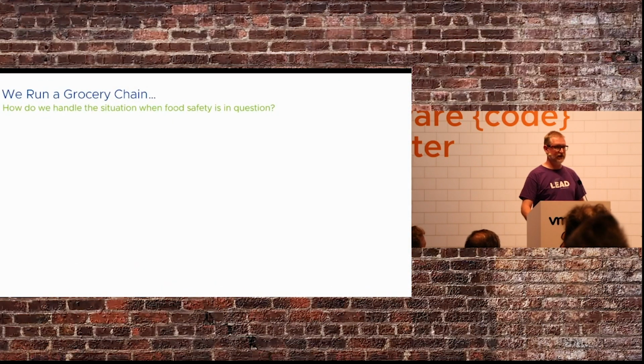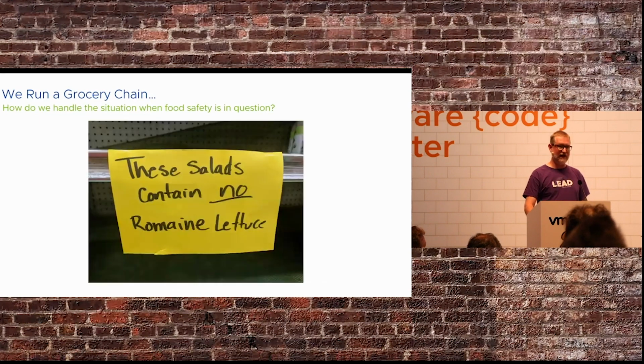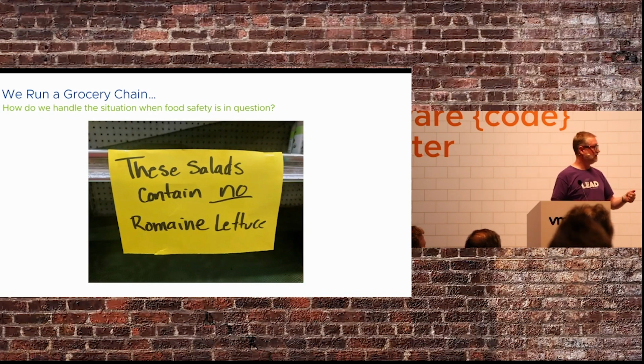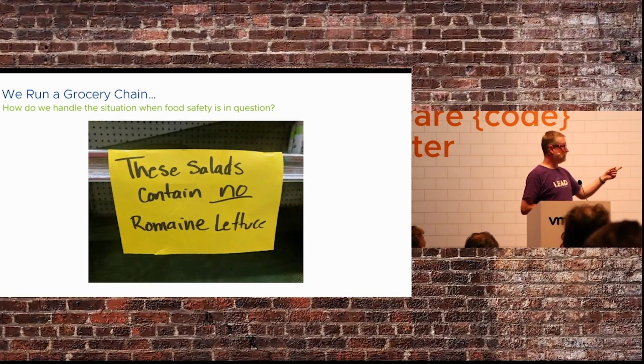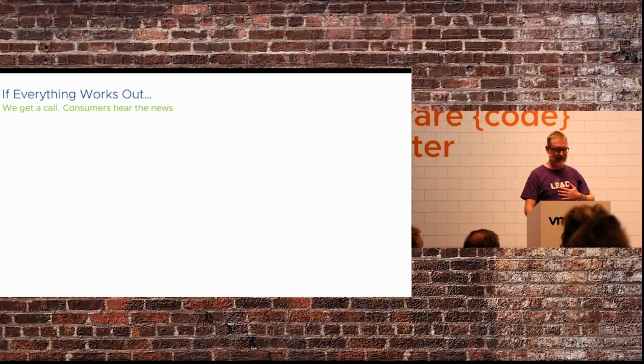Let's pretend that we run a grocery store. All right, how do we handle food safety? This is how we handle it. We put up signs and we say, there's no romaine lettuce. In America, we have these outbreaks of salmonella in lettuce, and people get sick. So this is not a good way to handle food security, right? If you know that there's illness in your food, you don't want to really just put up a sign and tell your customers, right? What happens if they take that stuff home?